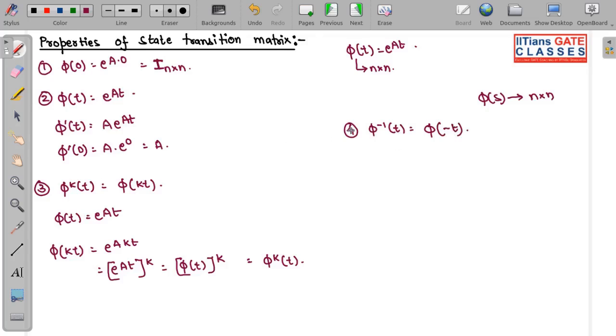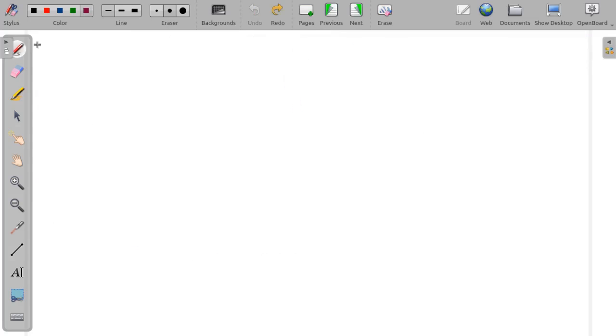Now case 2. Case 1 was the zero input response. Now what is the zero state response? Let us try to derive. So just give me a minute. Zero state response: this time our initial conditions are 0. Input is not equal to 0.